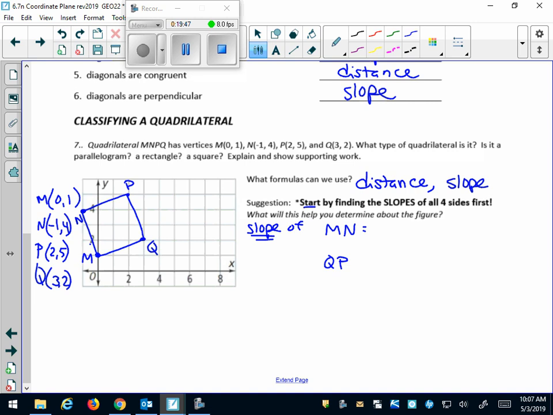MN. Now remember, slope formula is y2 minus y1 over x2 minus x1. So we're going to subtract the y's of M and N. So 1 minus 4 over 0 minus a negative 1. And what's 1 minus 4? Negative 3. And 0 minus a negative is plus, so that's 1. So our slope is negative 3. All right, let's do QP.